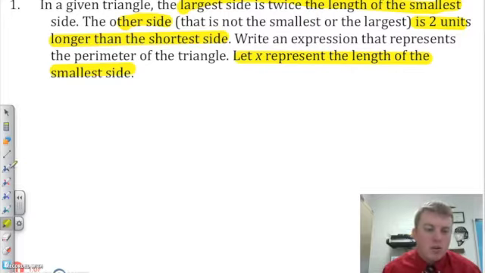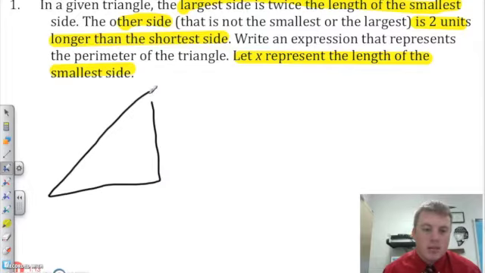So the first thing that I'm going to do is draw a picture to help me with this. So I'm just going to draw a triangle, and the smartboard will catch up for a second. Alright, now it said to let x represent the length of the smallest side. So I'm just going to mark this as x. Now, perimeter, if you will recall, is the length of all the sides added together around the shape. So we have one side right now. We need to figure out how we can express these other two sides.